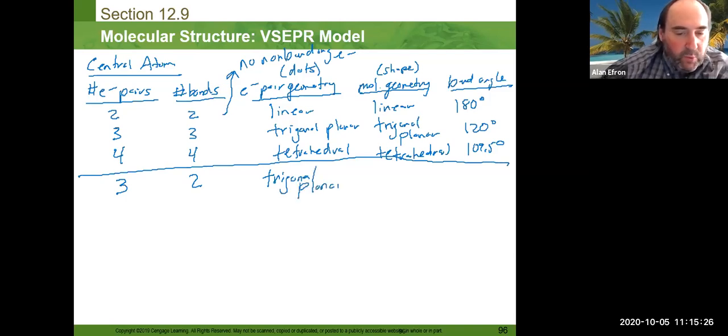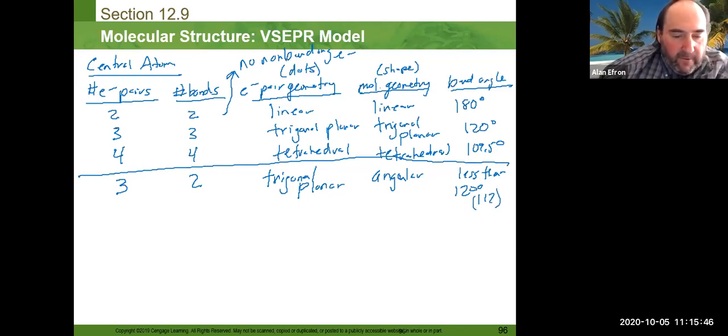But because it has 1 electron pair that's non-bonding electrons, that is where we get our angular. And that is going to give us less than 120 degrees. We saw 117 as an example.